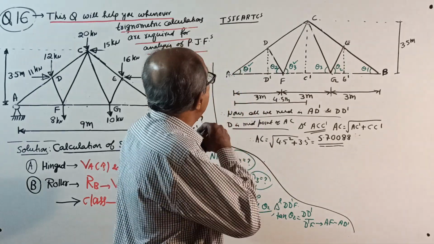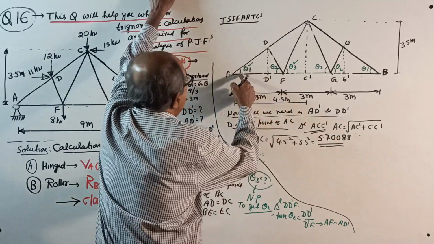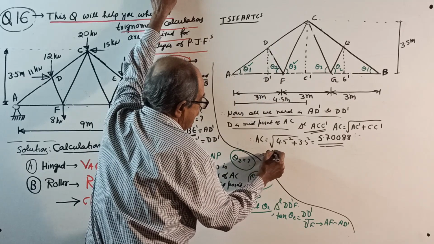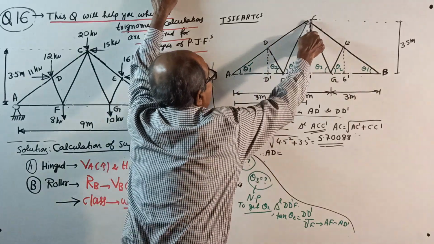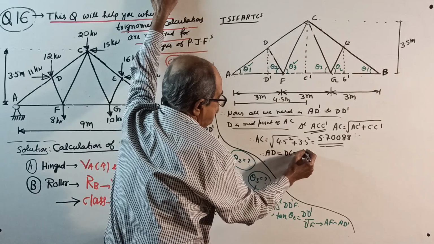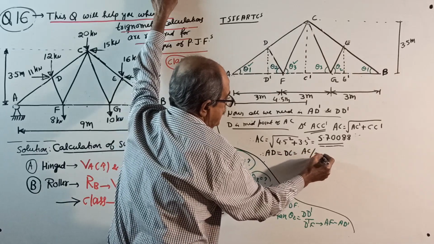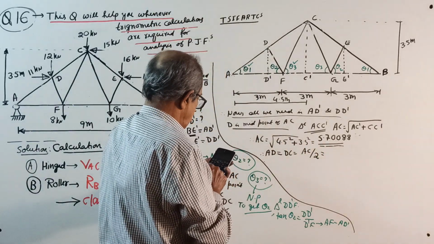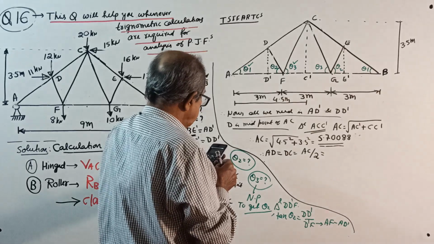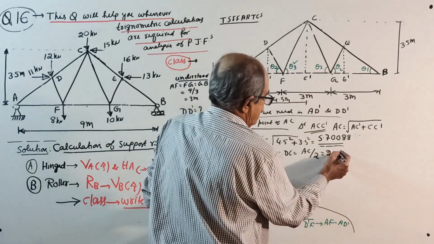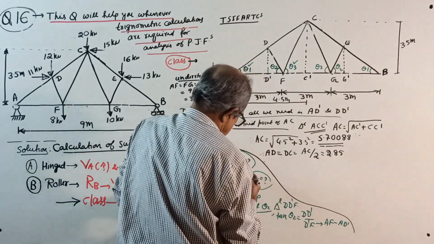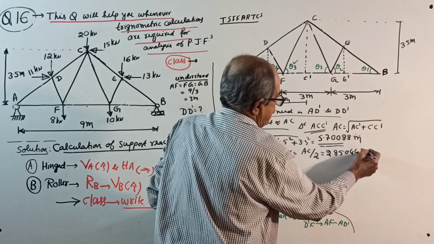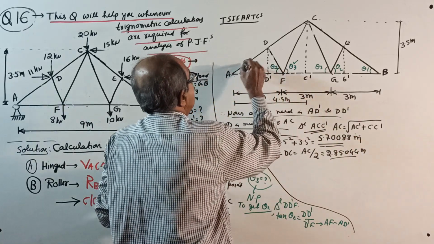5.70088. Okay, right, AC over. Therefore, AD equal to DC equal to AC by 2 equal to 5.70088 divided by 2, which is 2.85044 meter. Meter, I forgot, right? So now you know the value of AD.